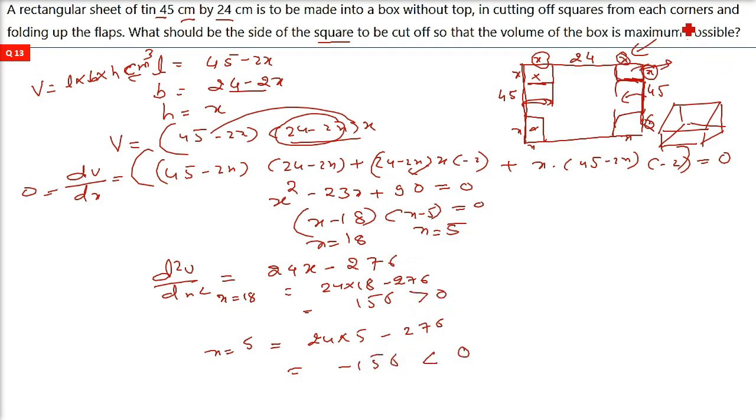Now what do you see? We need maximum. That means we need a value of double differentiation as a negative. x equals 5 is giving you negative. That means this is going to be kept, and x equals 18 we are going to ignore.